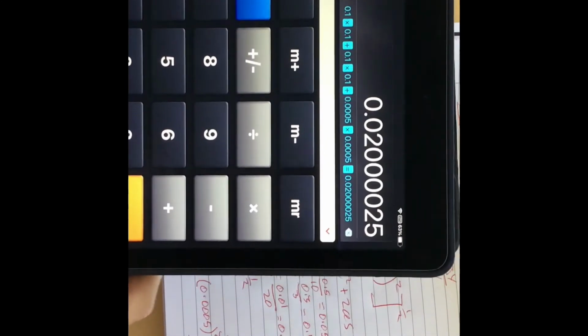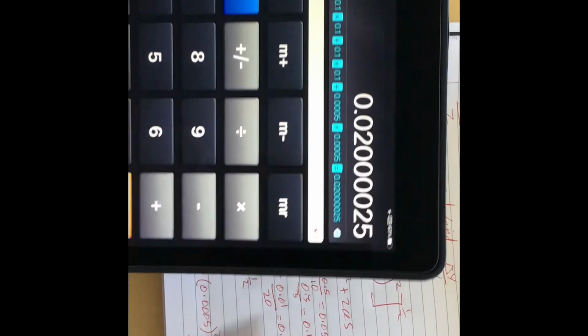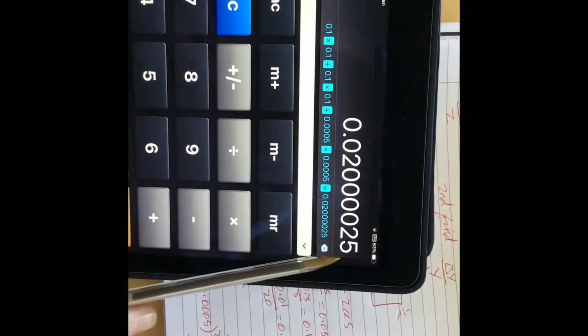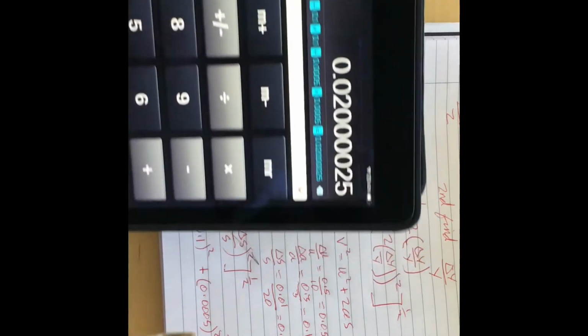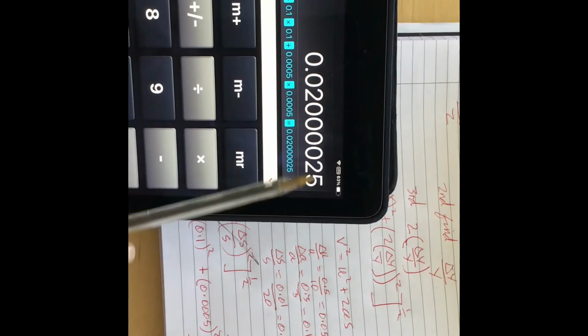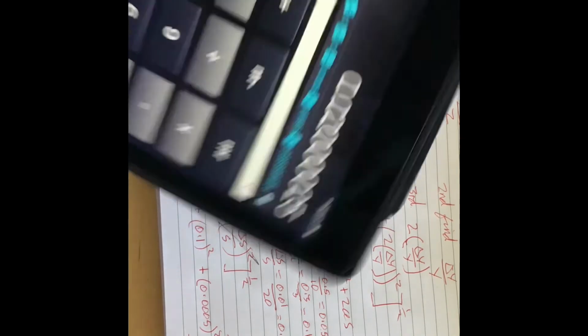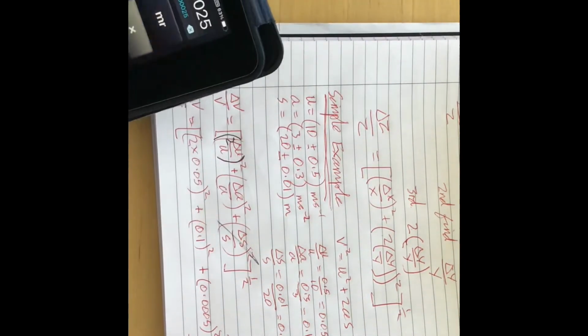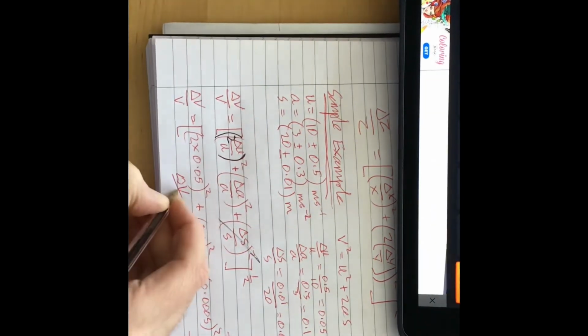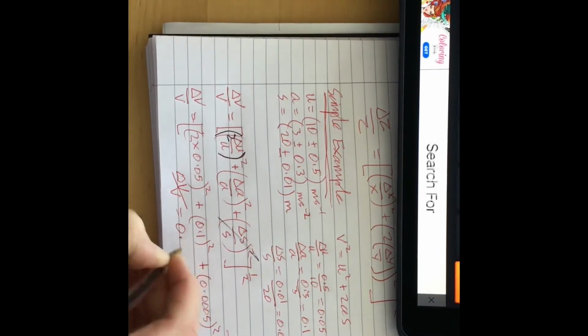So, according to my other iPad calculator, this is what we get inside the bracket before we apply the final square root: 0.02000025. So here we see why this 0.0005 squared is going to be so small, it's going to make no significant difference to the final answer. So, let's see what we get. Square root of that, and we get 0.14. So, delta V over V equals 0.14.